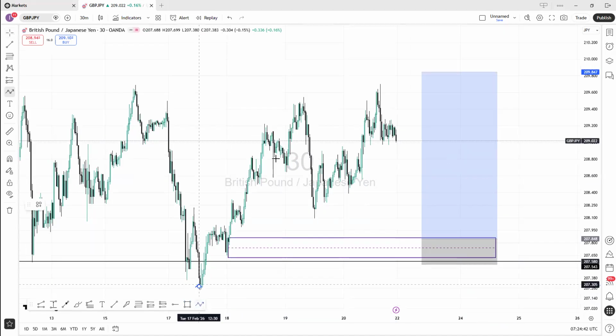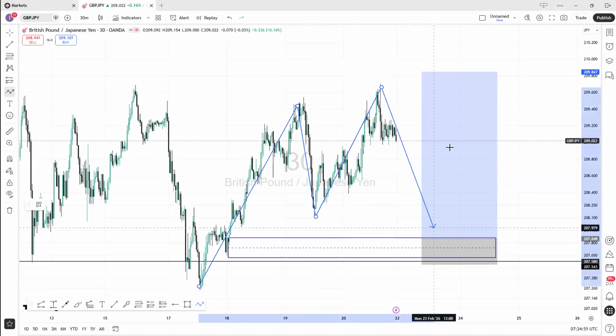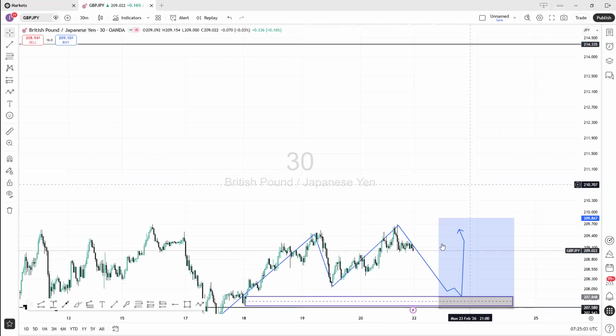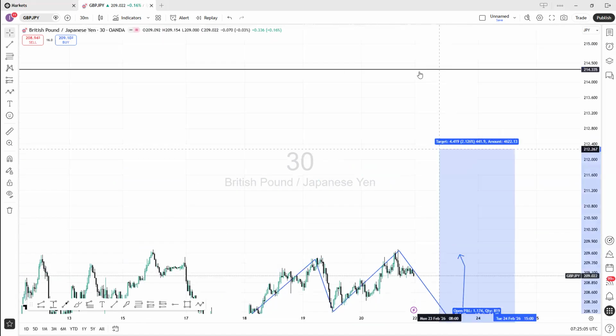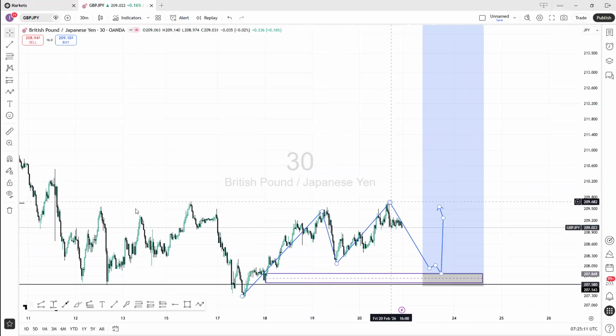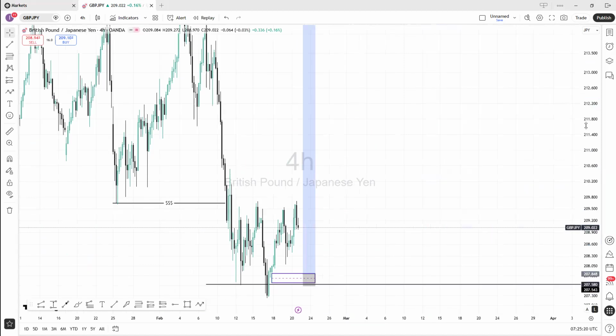Okay, so that is the extension. That first pullback is inducement, and then you get a break of structure here, meaning continuation. Expect price will drop to take out that inducement and it will react directly on that 30-minute order block, and then we can pick a buy. When you buy from that area, you're supposed to hold it until it takes out that CRT high. So that is very clear. The setup on GBP/JPY for next week is very, very easy.